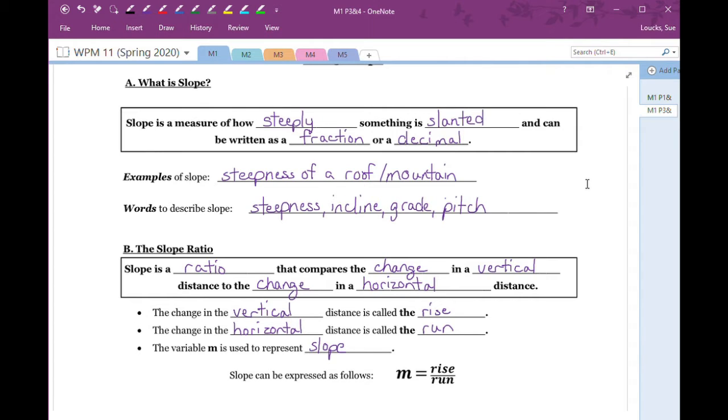The slope ratio. The slope is actually a ratio that compares the change in a vertical distance. Vertical is up and down like this, to the change in a horizontal distance going across like this. Think horizon. You know, when you look out over the water, the horizon's nice and flat. That's horizontal. The change in the vertical distance is called the rise. The change in the horizontal distance is called the run. And the variable m is always used to represent slope. So slope m equals rise over run.